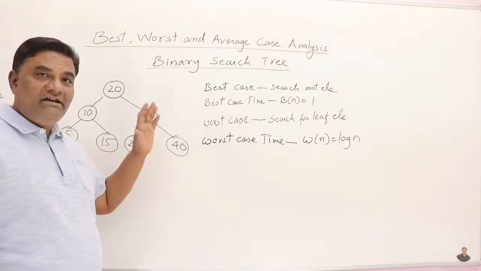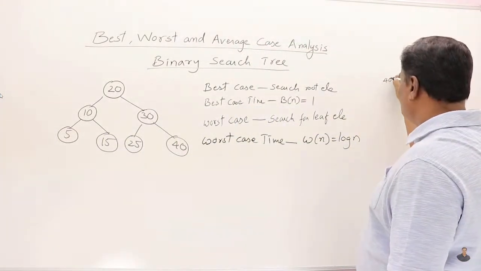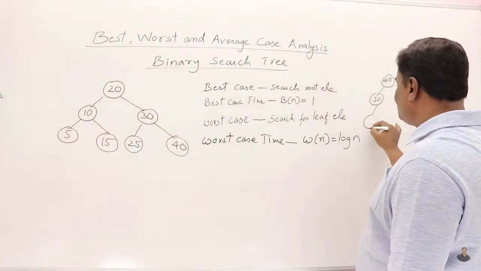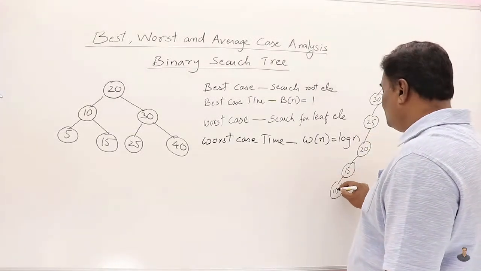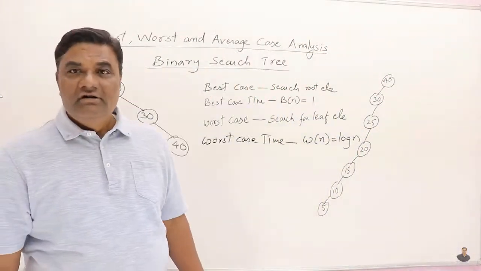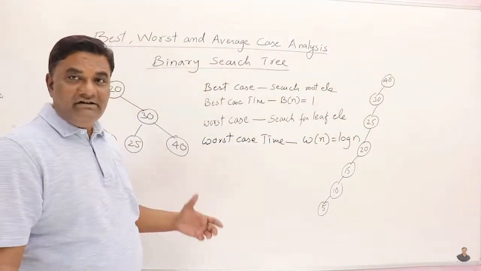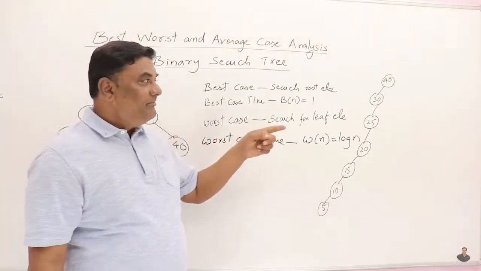For the same elements, I can have a binary search tree like this. In the root I have 40, and on the left child I have 30, and on its left child 25, and on its left child 20, and its left child is 15 and 10 and 5. This is also a binary search tree. This is a left skewed binary search tree. This is a height balanced binary search tree. By using 7 elements, this is the minimum height that I can have, this is the maximum height that I have.